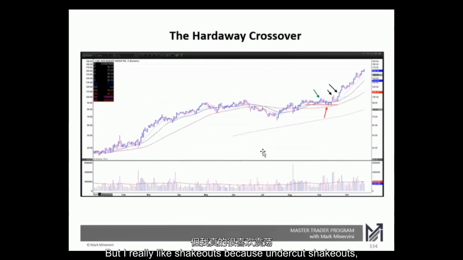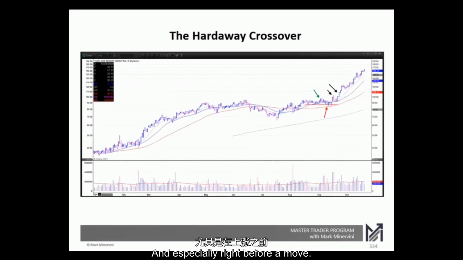But I really like undercut shakeouts because, as you said, it takes out the weak holders, and it just gives me confidence that this stock is probably going to, if it starts moving out and it moves out on good volume, it tells me that they're just really strong holders, and this thing might make a great move.